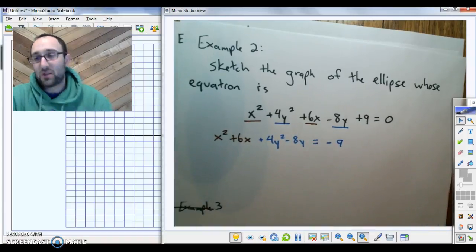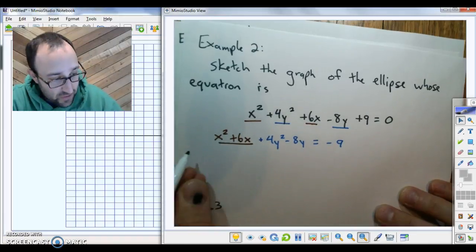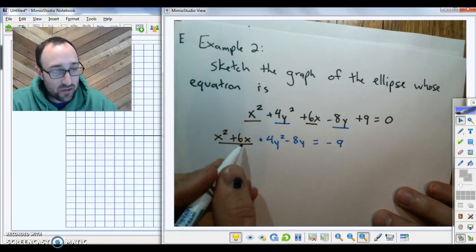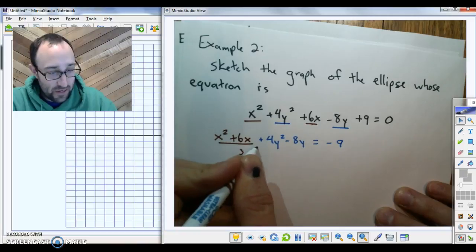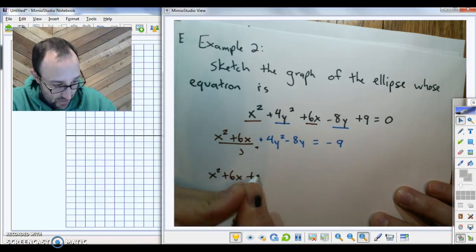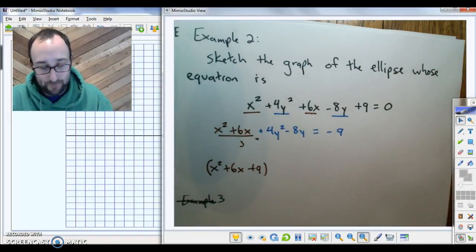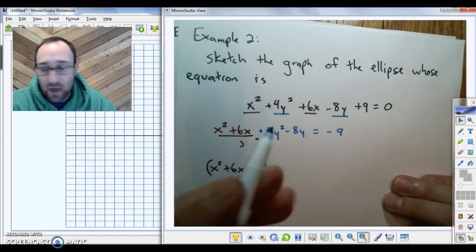And now I'm going to complete the square. So we go here, we say x squared plus 6x. What number do I need to add in to make sure that this is a square? Well, I take 6 divided by 2, which is 3. And 3 squared is going to be 9. So I have x squared plus 6x plus 9. There's my first one. Do I have to put it in parentheses? Not really. Okay, good.